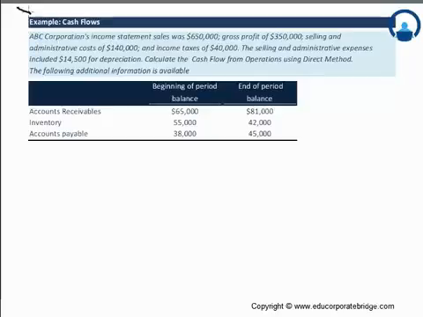So let us look at the same example which we did using the direct method. Instead of direct, we'll use an indirect method to calculate the cash flow from operations. Just to reiterate the same example, we had the sales as 650,000, the gross profit as 350,000, selling, general and administrative as 140,000, taxes as 40,000, and SG&A expense was to include 14,500 for the depreciation, and we were also provided the balance sheet items for the respective beginning period and the end of the period.